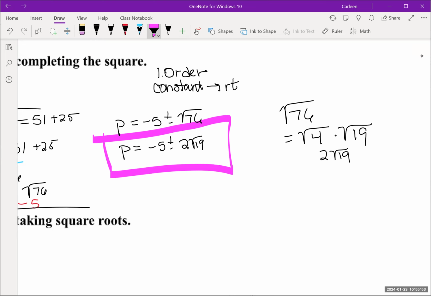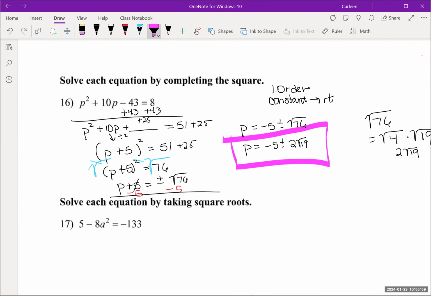Okay. Now, completing the square. You guys, I promise, the first time you look at it, you just think, up above me, can't do that. Won't be able to do that. But with practice, it's not that bad. Now, some of them are really bad. If they have fractions in them, they're really messy.